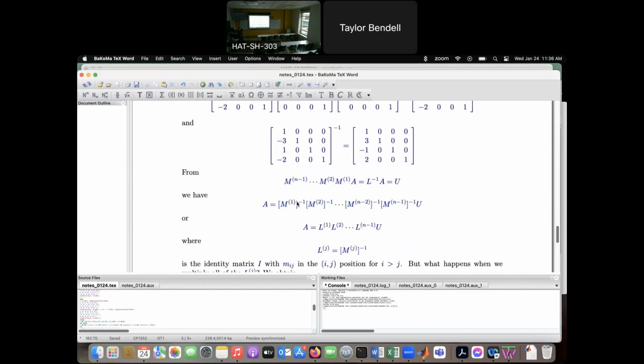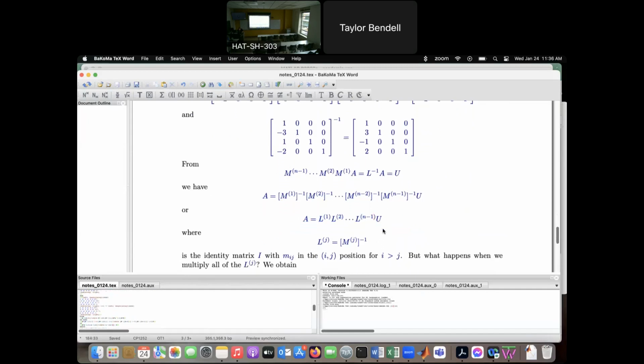Now if I take M1 inverse and I call that L1, then I can write my equation this way. A is factored into a product of all of these L's times U. Now, each of these M's, M1, M2, etc., is a unit lower triangular matrix. Their inverses are also unit lower triangular. Therefore, a product of all of these is also unit lower triangular.